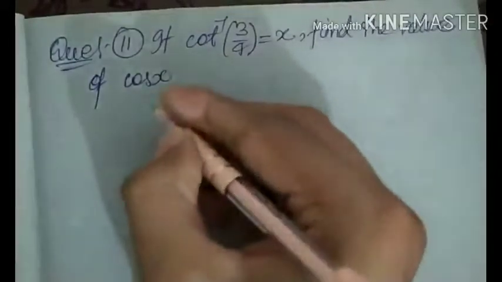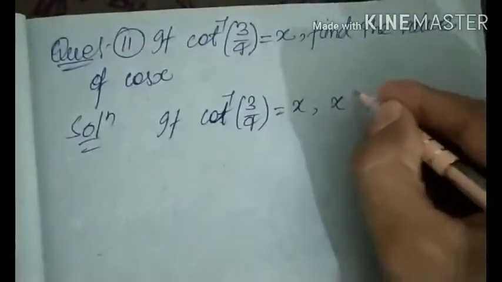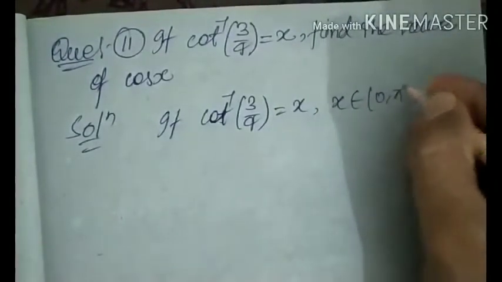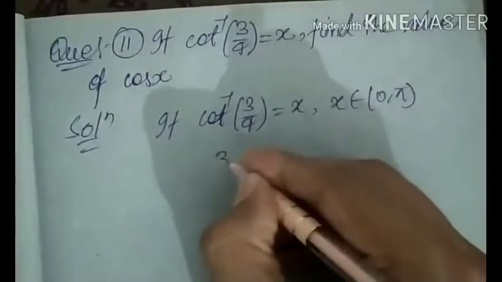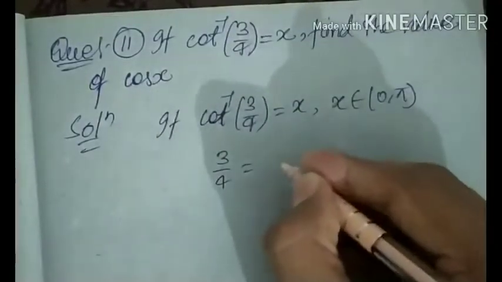Question number 11. If cot inverse 3 by 4 is equal to x, find the value of cos x. Solution: the given question is cot inverse 3 by 4 is equal to x. Suppose this x is in between 0 to pi. Then we can write 3 by 4 is equal to cot x.